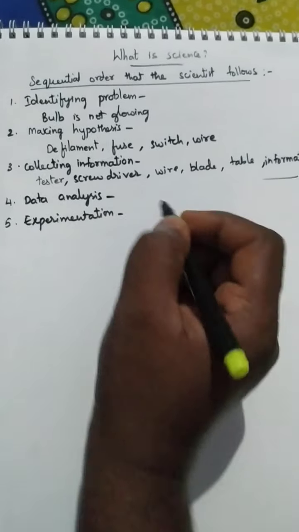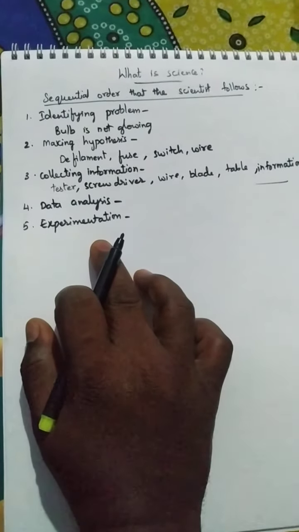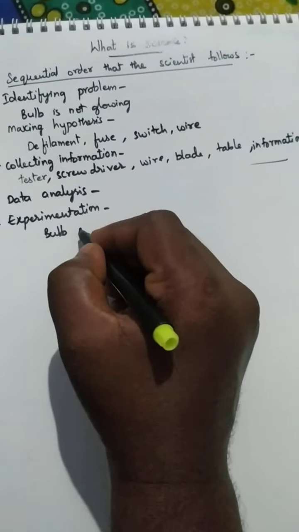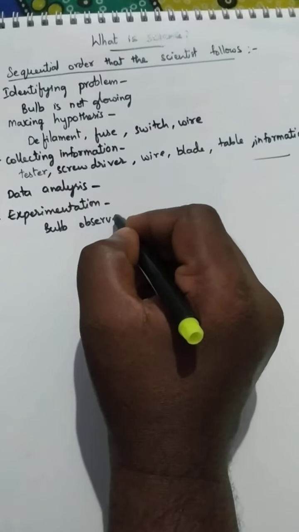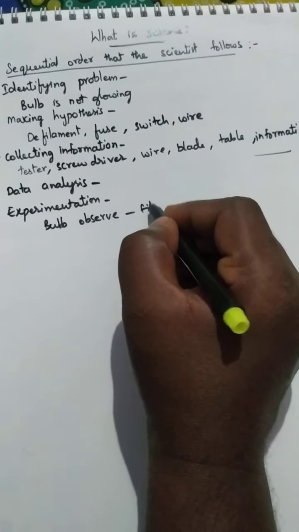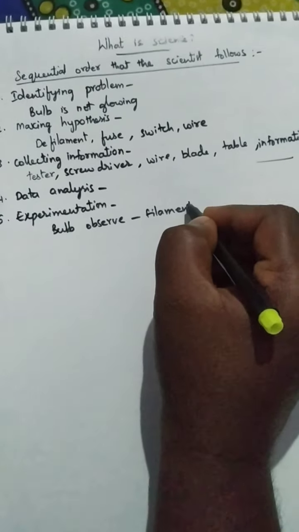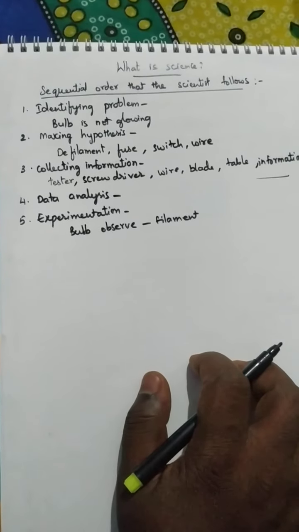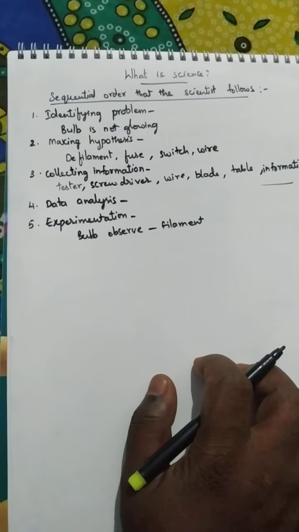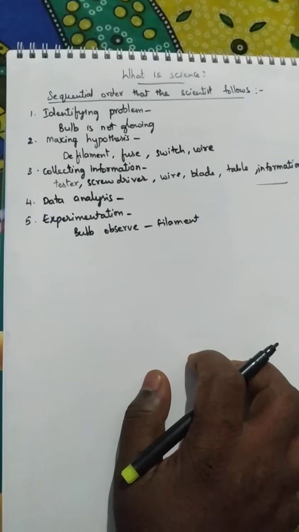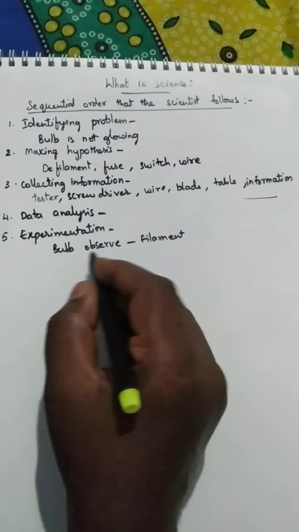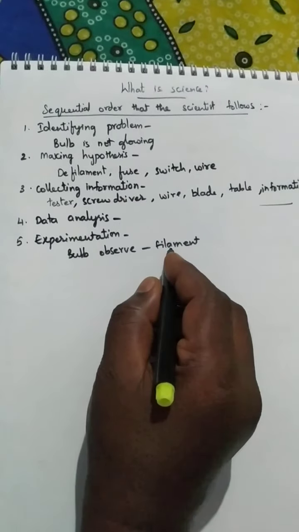That means, why is the bulb not glowing? So first you have to take the bulb and observe it. What you have to observe in that is whether the filament is correct or not, or the filament has broken, or the wire has gone, like that. Whatever problem you find, you have to do it, right? So that means you have to start experimenting. You first start with checking the filament.